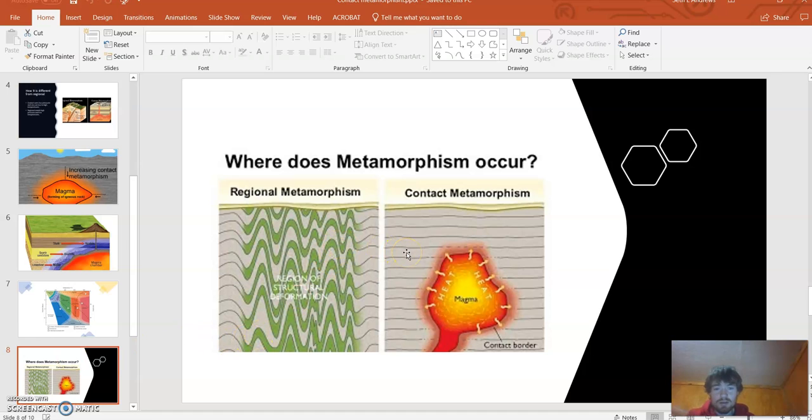This explains where metamorphism occurs in both regional and contact. Regional has more of a structural deformation, while contact has more of a heat element to it, like a temperature element. As you can see in the picture, the heat goes out from the magma and pushes out some of the rocks and forces them to melt more.